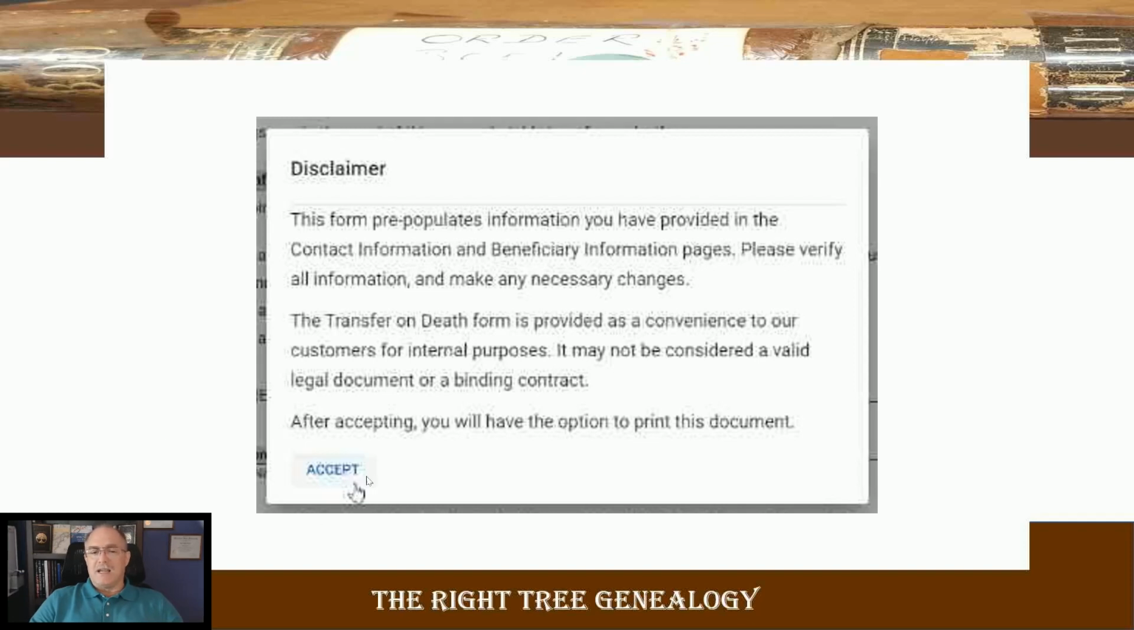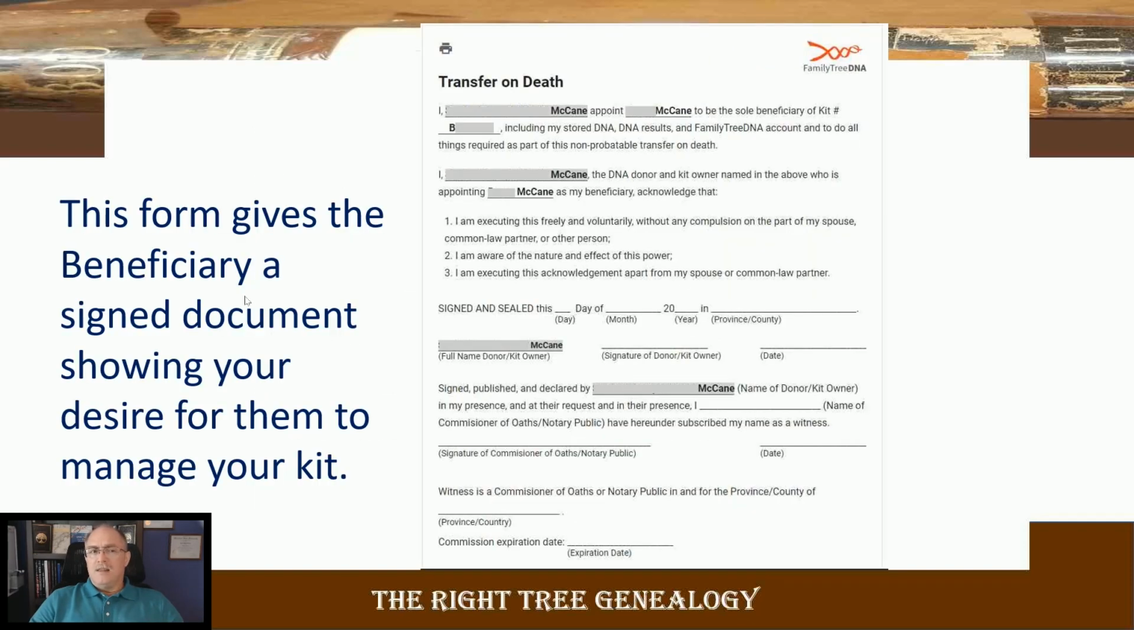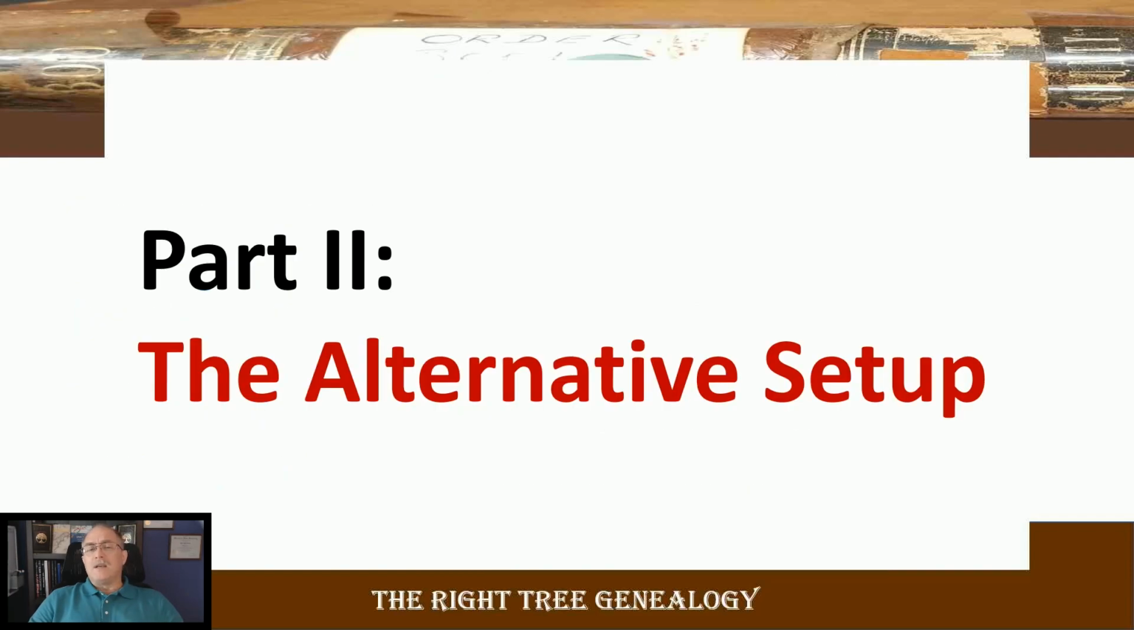Once you hit accept at the bottom of this page, this form comes up. This gives the beneficiary a signed document from you that your wishes are that this person is to have access to your account, and you have a signed document that can be PDF'd and sent over to FTDNA for their reference. Now, there is a part two.